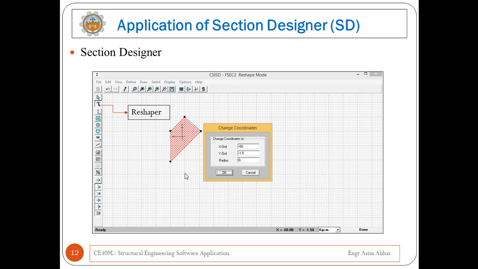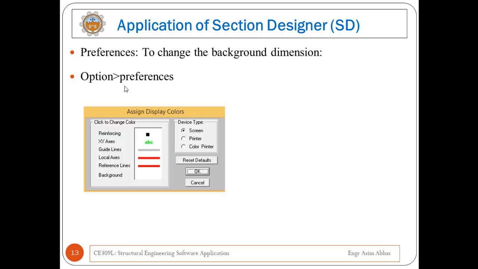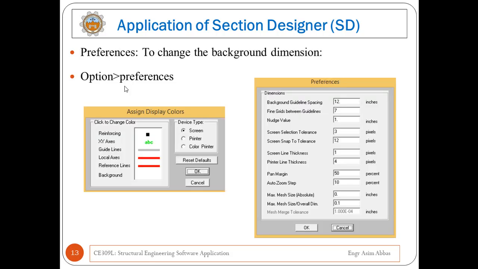Okay, in the section designer tool, a reshaper command is used to reshape your cross section. If you draw any cross section, later on if you want the x and y coordinates for a particular point, you can get them. In the section designer tool, you can change the background dimension and color of different objects.